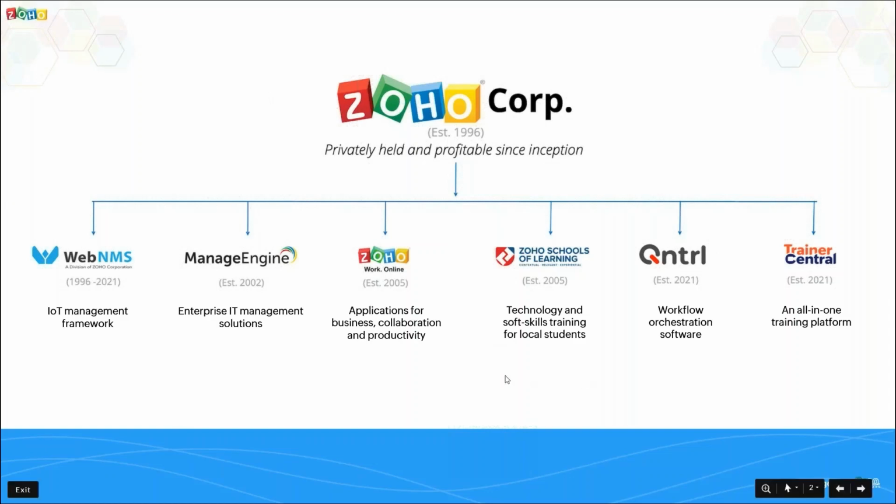Zoho Schools of Learning has a very special place at Zoho Corp, and we equip young minds with soft skills that are necessary for their life through this initiative. Currently, over 10% of our workforce are graduates of Zoho Schools of Learning. We have recently launched 2 new brands, Trainer Central to equip online trainers with tools for conducting their courses, and Control for streamlining processes in organizations using intuitive workflows.